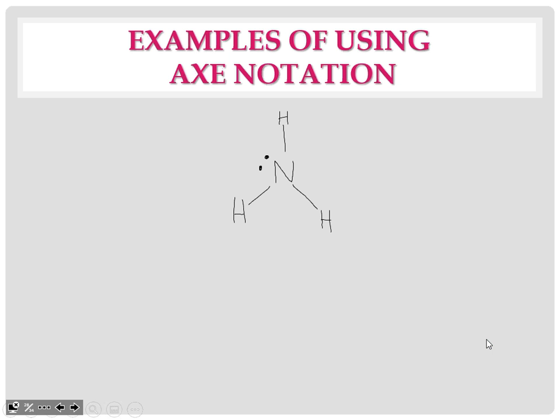So when I go AXE, A is the central atom, X is the bonding pairs, and E is the lone pair of electrons. So as I look at this, AX3E1, and you have in your packet AX3E1, don't you? What does it say it is? Trigonal pyramidal, right?